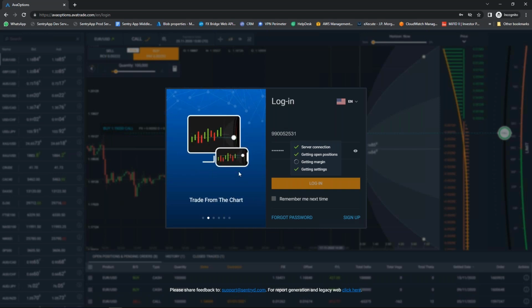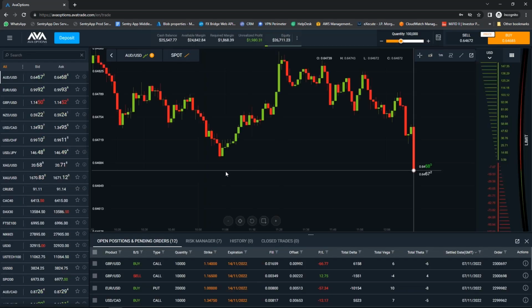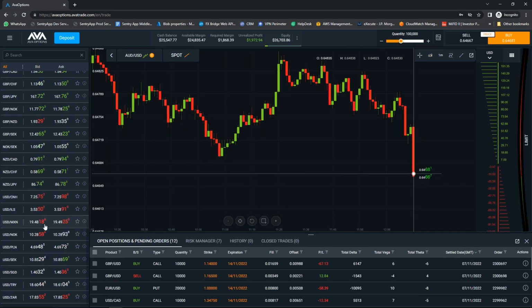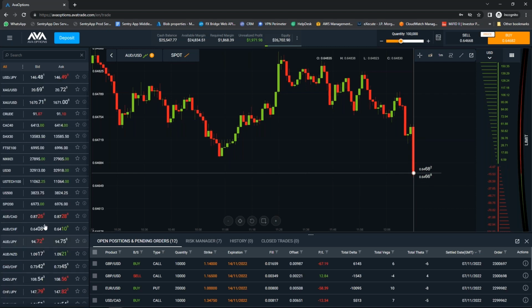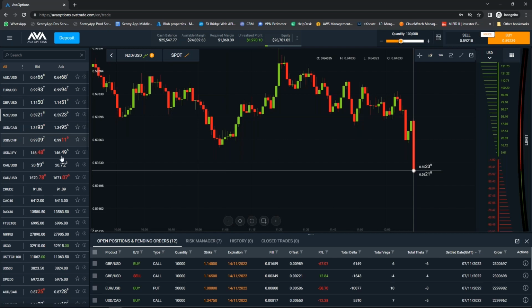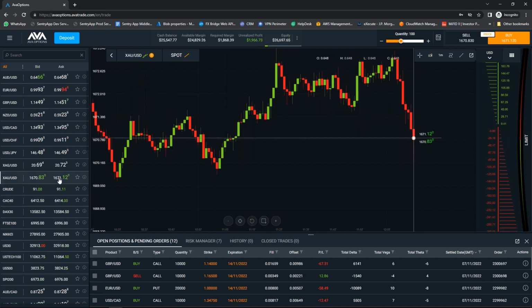Okay, so now we're logged into the platform, and you're going to see that it looks like other trading platforms. On the left side, we've got bid and ask for the various assets that you can trade. And this is not just options, these are the spot trades or the underlying assets. So you can trade Eurodollar, you can trade Kiwi, you can trade gold. Let's look at gold. Gold is now trading at 1670.